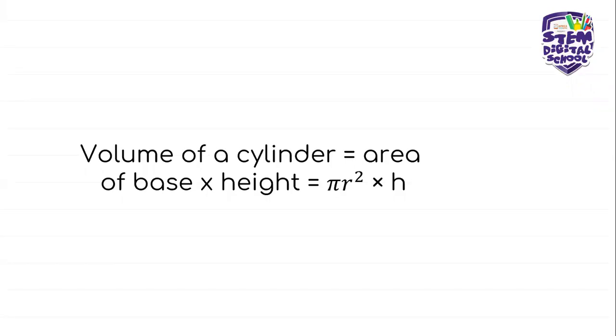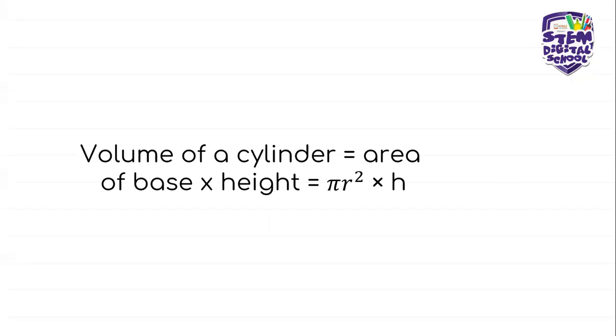So now in this case, the volume of a cylinder is the area of the base multiplied by the height. And we should know at this point that the area of the circle is pi r squared. And then we multiply this with the height of the cylinder. And then, of course, we can take it from there.